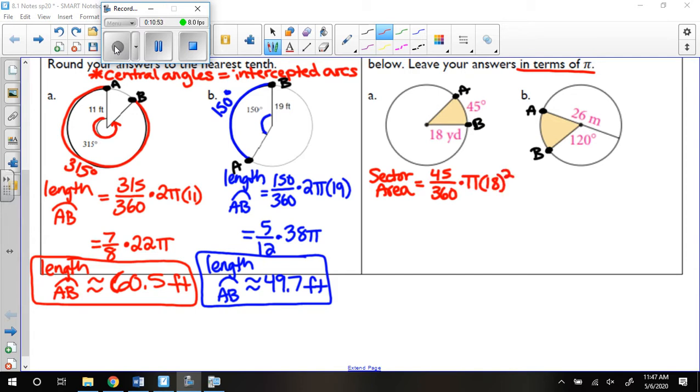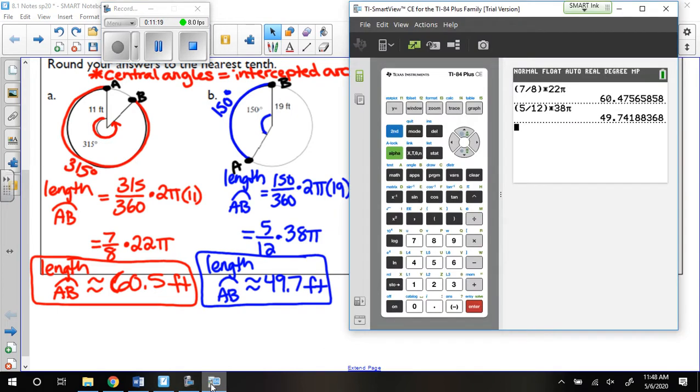We can reduce 45 over 360, and that reduces to 1/8. And then 18 squared is 324, so times 324 pi. Since this says leave your answers in terms of pi, all we have to do is 1/8 times 324. And so we've got 1/8 times 324, which is 40.5.